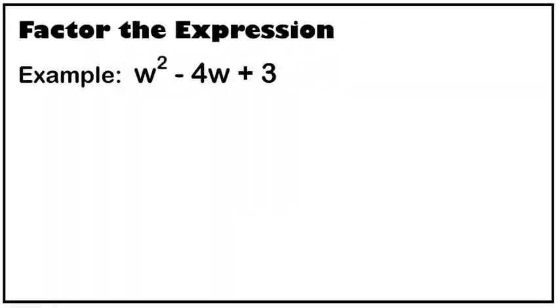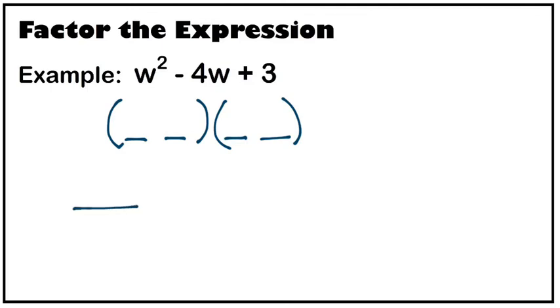Our goal on this problem is to find two binomials that, when multiplied, give us w squared minus 4w plus 3. So we're going to try to figure out two binomials, and when we multiply those two binomials, we want the answer to that multiplication to be w squared minus 4w plus 3. We're going to do this by reverse FOILing.